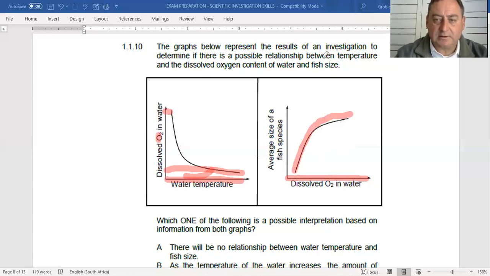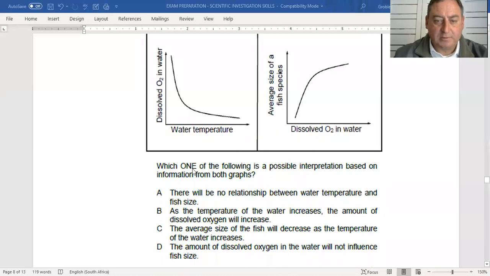Now, let's go look at the options of the multiple choice. So the graph has told us a story. Let's look at the options here. Which one of the following is a possible conclusion I can make based on what I see here? There's no relationship between water temperature and fish size. That's not true. We can see there is, because a no relationship would be a straight line.